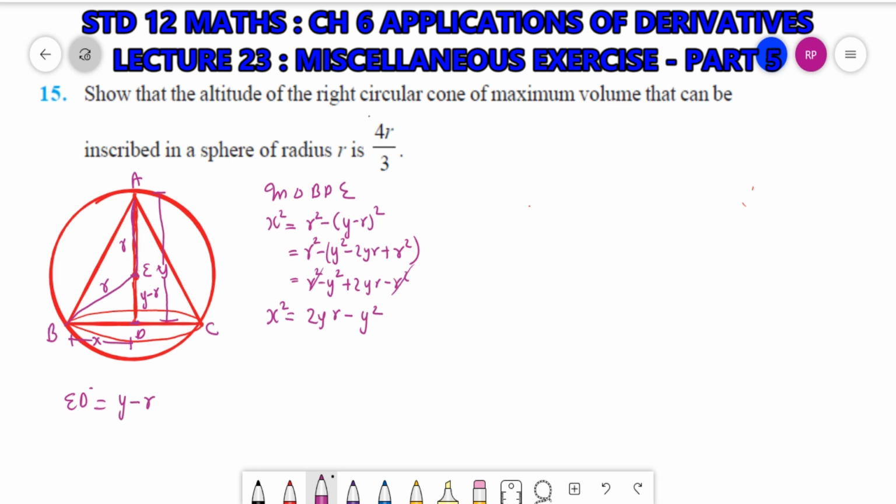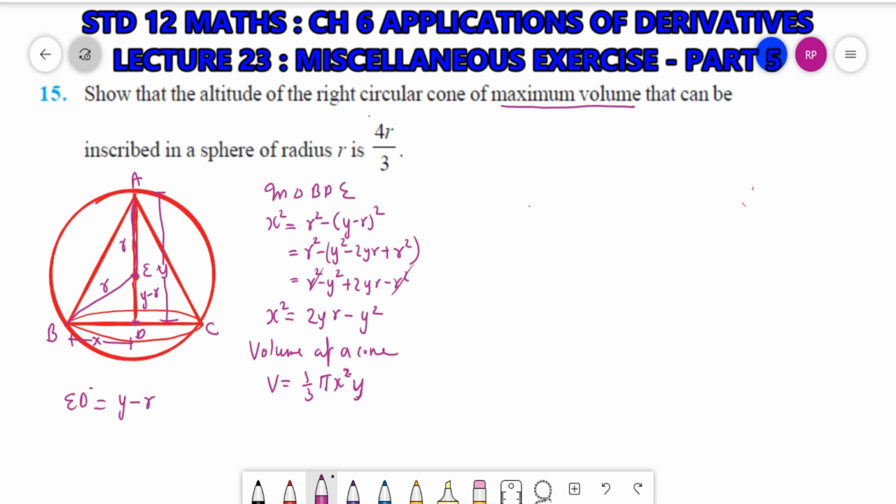Now what is the volume? We need to maximize the volume. So the volume of a cone V is equal to 1 by 3 pi r square h. What is here the value of r? x. So I will take x square. And what is the value of h? That is height y. So 1 by 3 pi x square y.